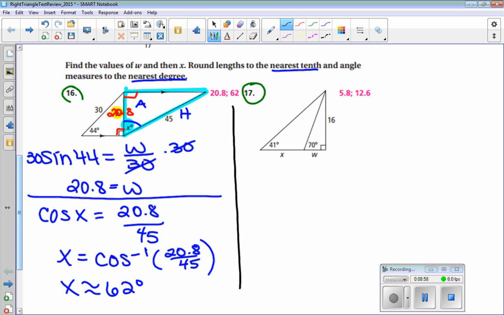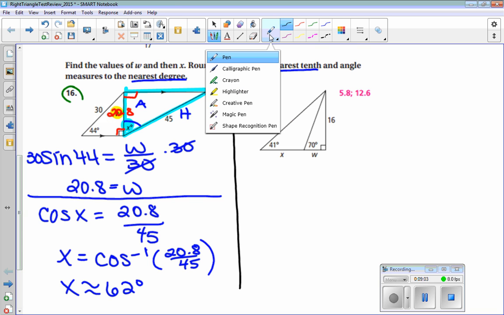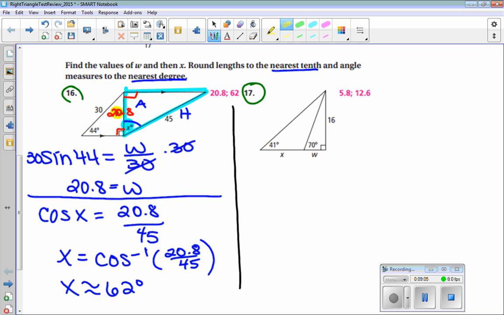How can I separate them into two different problems to figure out what X and W are? To get you started, which one should you solve for first, X or W? W, good. So solve for W first. Perfect. All right, it is the tangent to solve for W. Give me the equation that you used, Eric. The tangent of what?